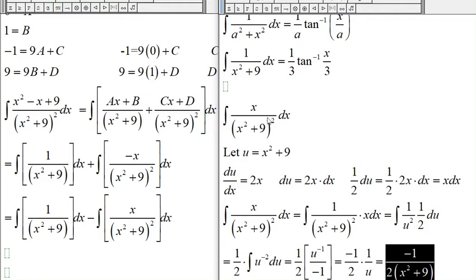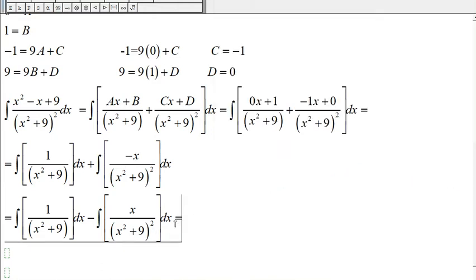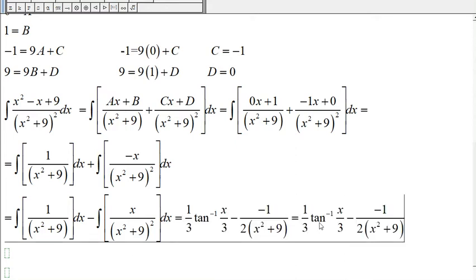And so this integral is 1/3 tangent inverse of x over 3, and then this integral is negative 1 over 2 times x squared plus 9. And then we have a minus right here, minus right here. And that's the answer. That's the answer.